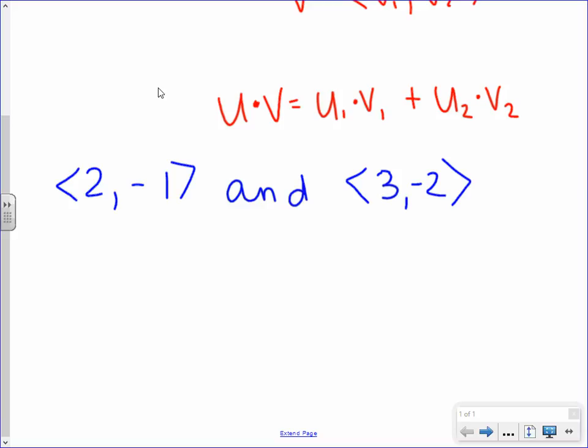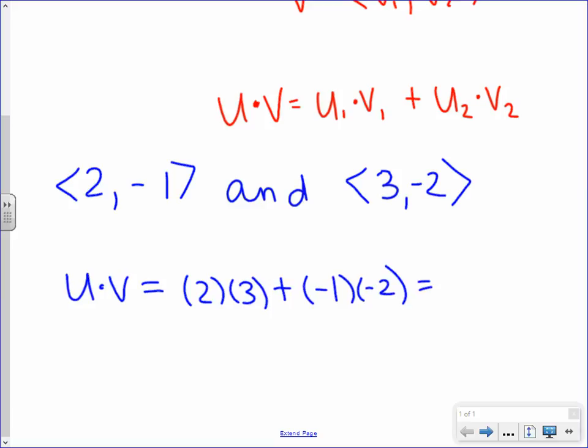Okay, here are our two vectors. The dot product, we are going to simply take 2 times 3 and add it to -1 times -2, which is 8. That is the dot product. You remember that now? We're going to have to graph those.